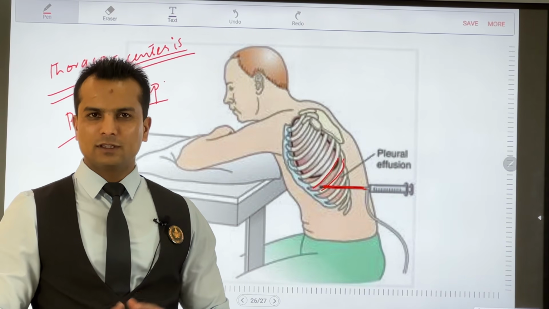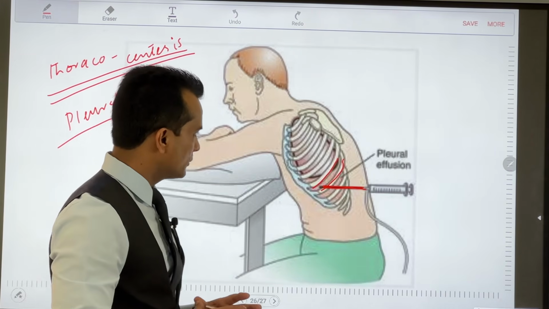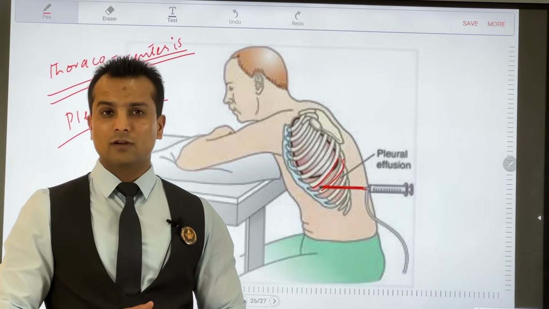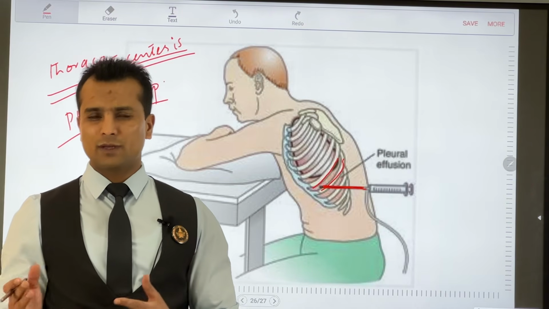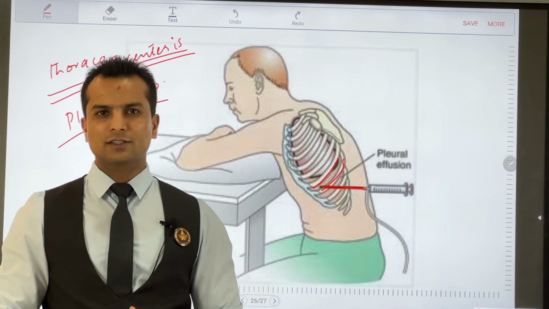So I hope this review lecture, this rapid revision of the respiratory system, was helpful. In addition, you have to prepare the mediastinum also, the contents of the mediastinum; the boundaries we have already discussed.